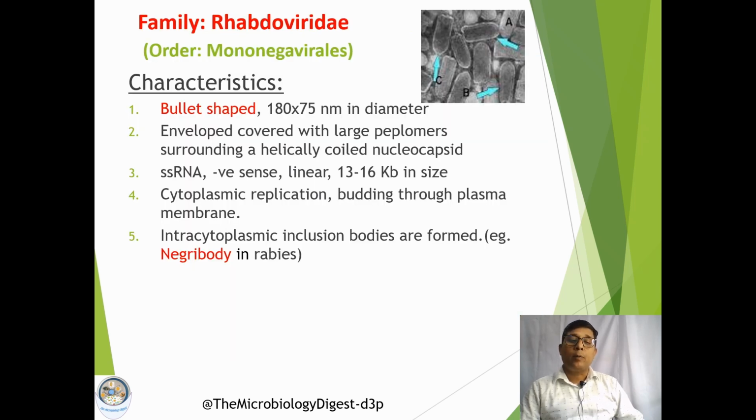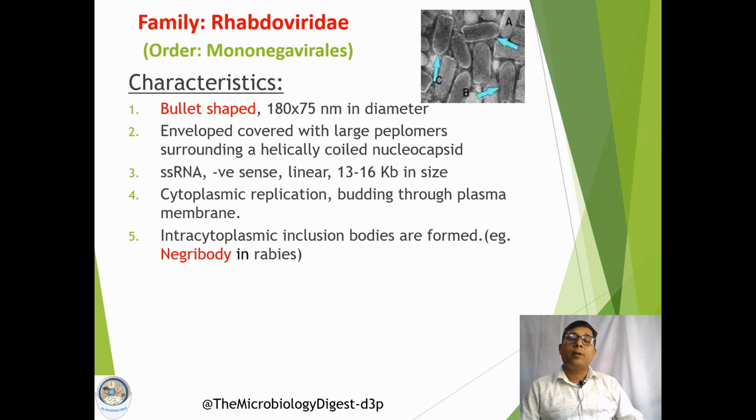Next family is Rhabdoviridae. It also comes under the order Mononegavirales. These are typically bullet-shaped viruses, as you can see in the diagram. They are enveloped, covered with large peplomers. They have a single-stranded RNA genome with negative sense, and it is linear. They replicate in the cytoplasm, bud through the plasma membrane, and produce intracytoplasmic inclusion bodies.